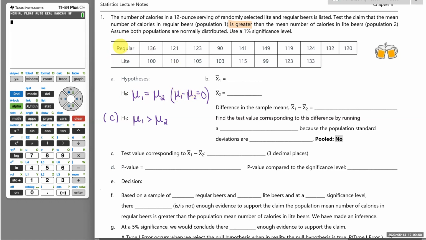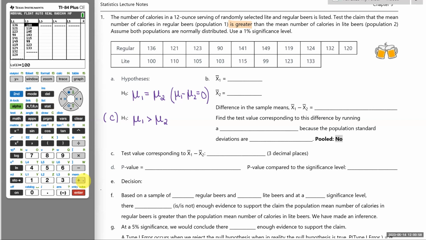So we went out and got some regular beers and some light beers. If you would like to pause here for a moment and get the data into your calculator, L1 for population 1 and L2 for population 2, which I've done already. And then we'll come back and continue.